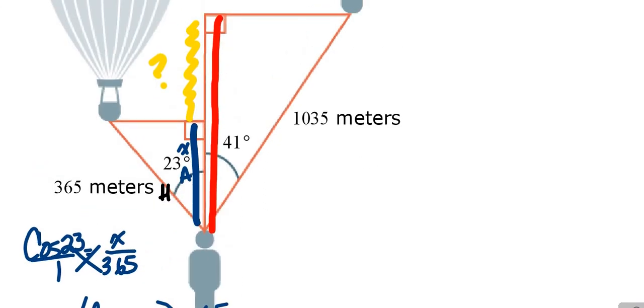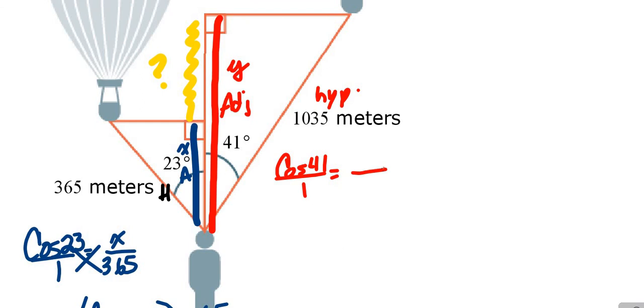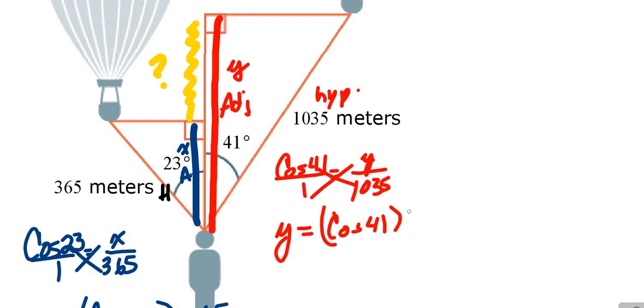Coming up here for this one, again, that's adjacent. Here's hypo. If I want to find that adjacent, we'll call it y. That would be cosine 41 equals adjacent, which we don't know, over this, cross multiply. Cosine 41 times 1035. That gets me y.